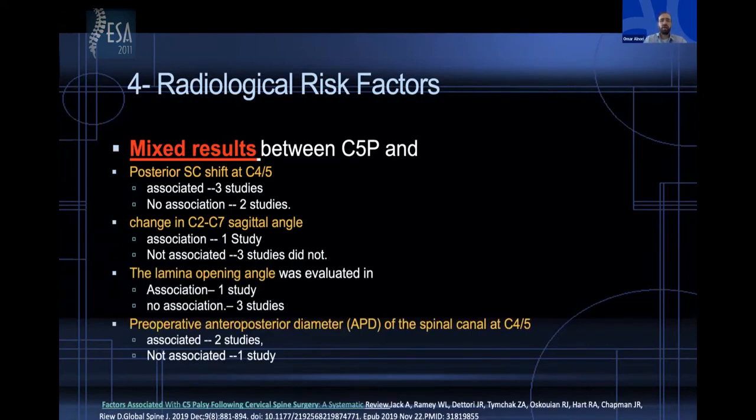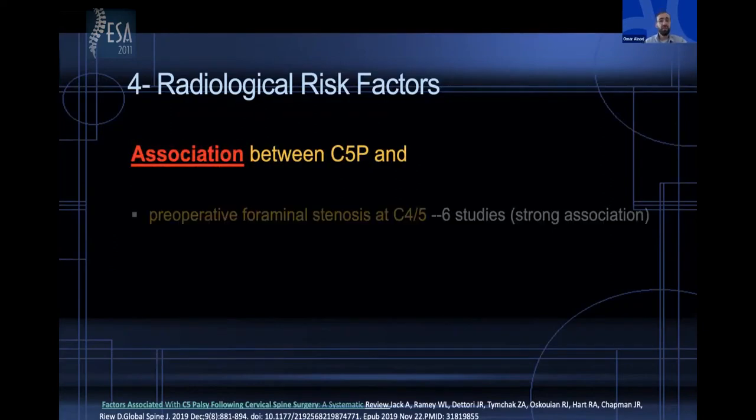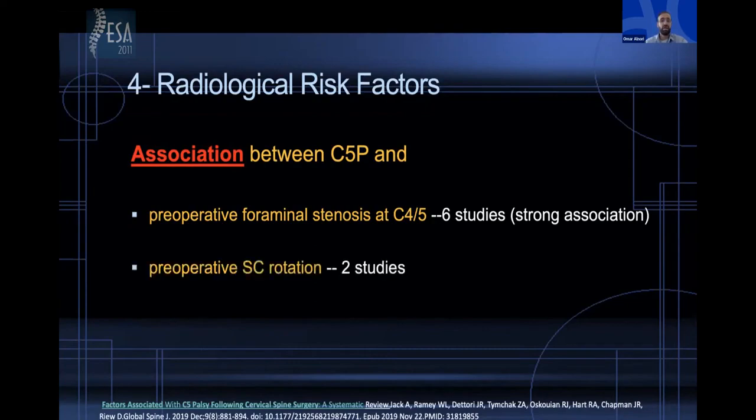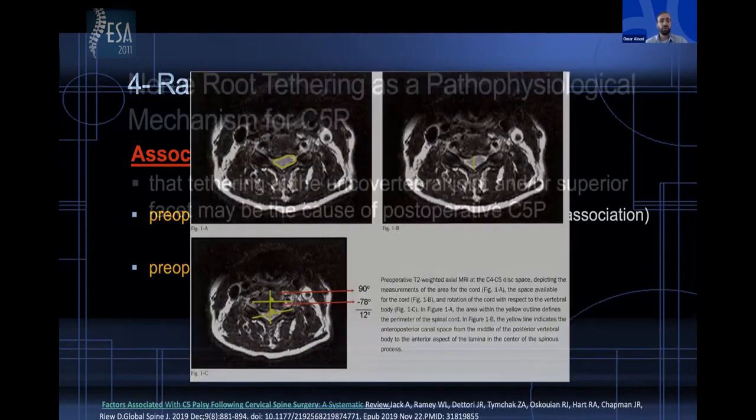The most interesting one is the association between C5 palsy and preoperative foraminal stenosis, which shows a strong association with foraminal stenosis at the level of C4-5, and preoperative spinal cord rotation, which was mentioned in 2 studies. As you can see here on the diagram, there is a rotation in the spinal cord in the left bottom picture of around 12 degrees.